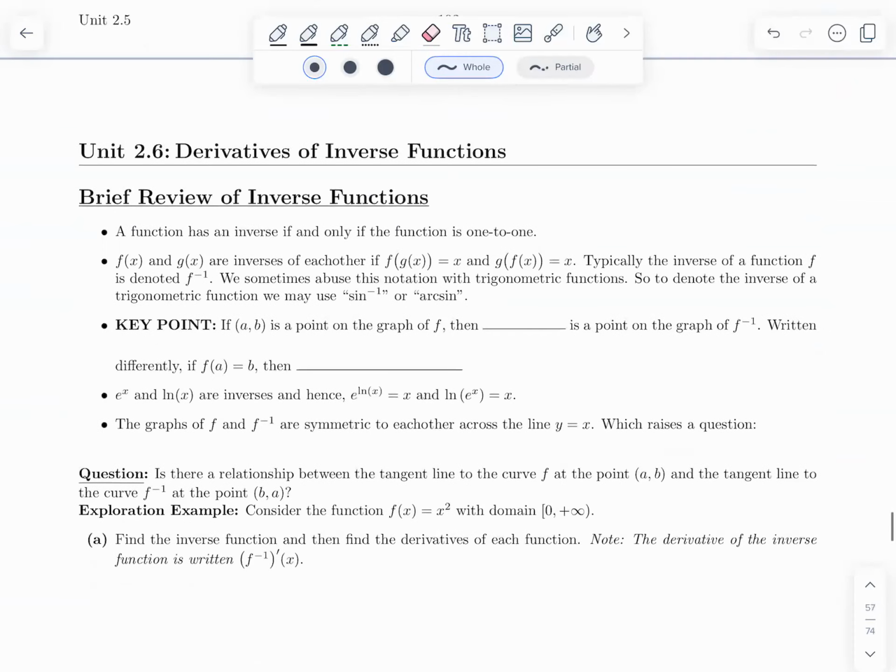So a brief review of inverse functions. A function has an inverse if and only if it is 1-to-1. I hate that terminology. I hate using the term 1-to-1. In fact, I'm going to be that petty, and change this to the real way to say that a function is 1-to-1, which is injective.